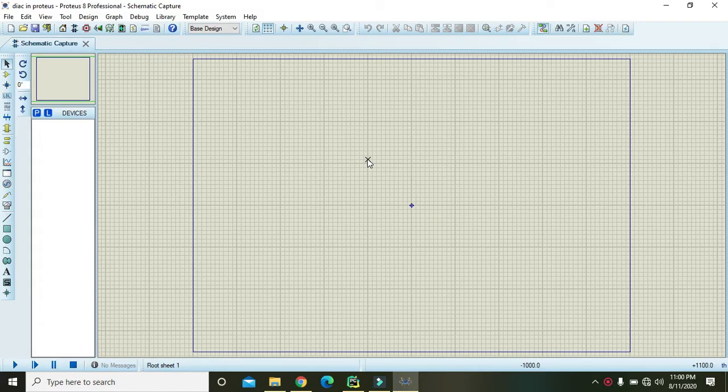In this tutorial, we will learn how we can use the diac within Proteus. First of all, we need to learn how a diac works. Actually, it is just like the combination of two diodes.